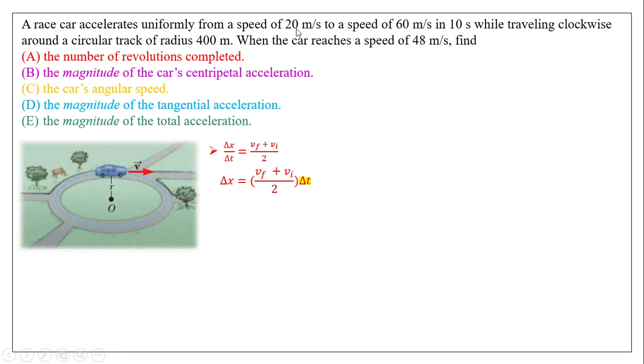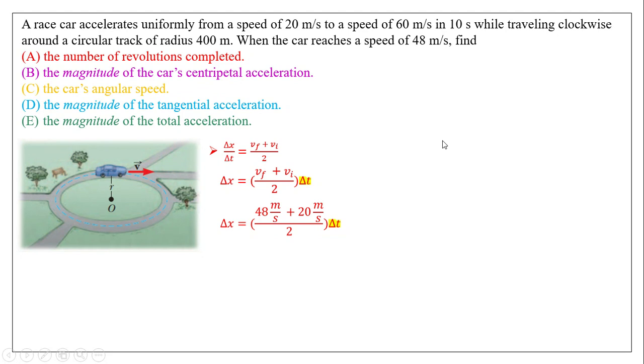Vi is given as 20 meters per second, and then delta t is what we don't know, so I'm going to go ahead and find it. So I plug every value in. Vf is 48, Vi is 20, and the 2 is part of the function just to find average velocity. What I'm missing is time, so I can find the time that it takes to get to 48 meters per second.